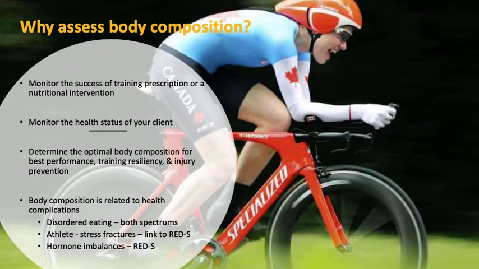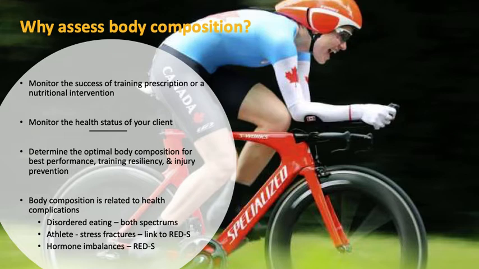The second way or reason for assessing body composition is to monitor the health status of your client. As we know, abdominal fat is correlated to an increased risk of cardiovascular disease. So you can monitor the health status of your client over time by looking at girths and segmental changes in body composition and providing this feedback back to your client.